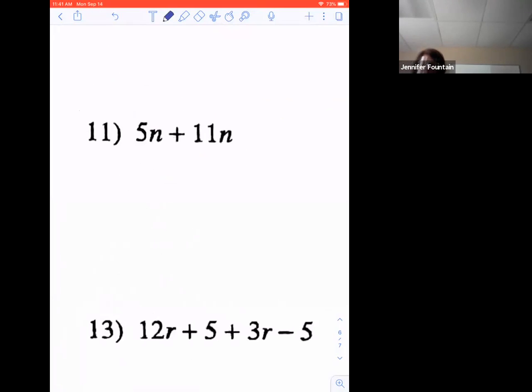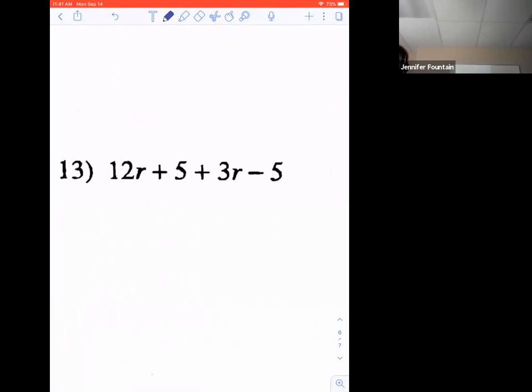Number 11, 5n plus 11n? 16n. Number 13, I have 12r plus 5 plus 3r minus 5. What is 12r plus 3r? 15r. And what is 5 minus 5? 0. So for 13, your answer is just going to be 15r.